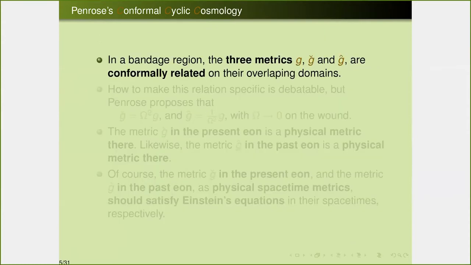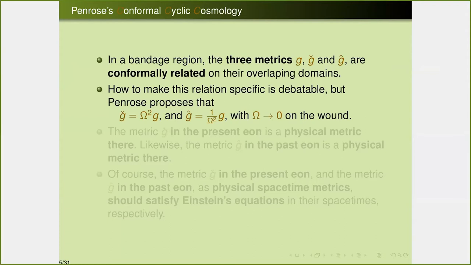So in the bandaged region, the three metrics are conformally related on their overlapping domains. How to make this relation between these three metrics, people discuss, but what Roger proposes is the following. He wants the metrics to be related by the same conformal function. The metric ǧ is related to the regular metric g by a function Ω², and ĝ by 1/Ω². And this function Ω, which is defined in the vicinity of this wand, should tend to zero at the wand.